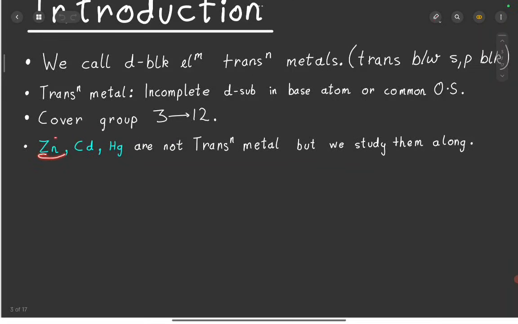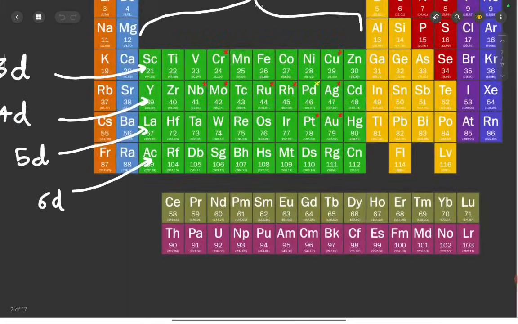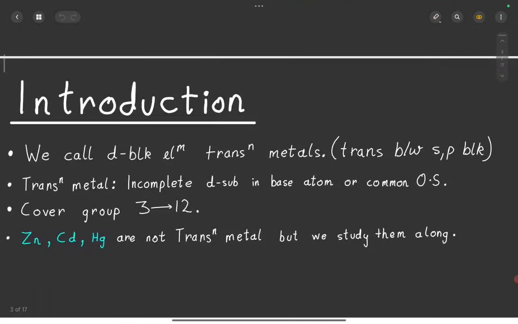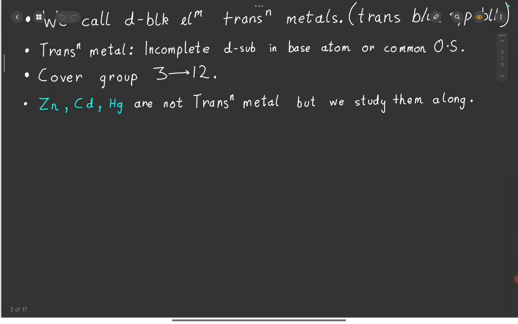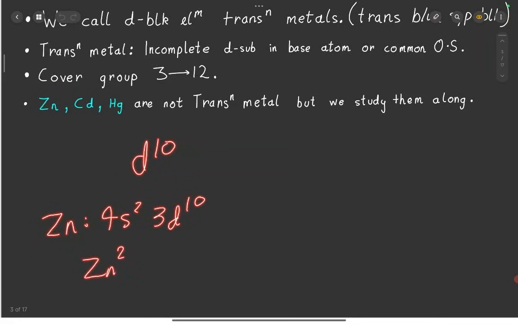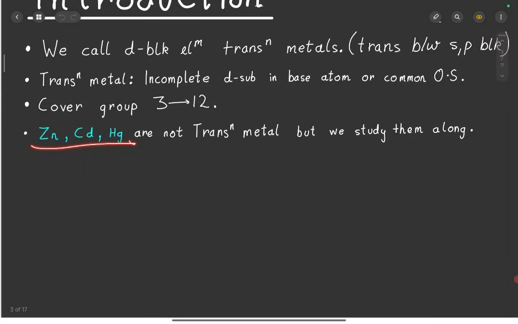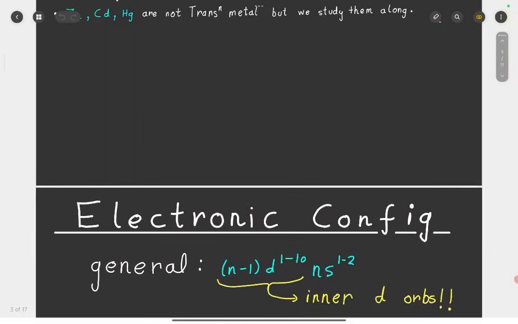Now, zinc, cadmium, mercury, and even copernicium are not transition metals because even in their common oxidation states, they still have a full d10 configuration. Zn has configuration 4s2 3d10, and Zn2+ has configuration 3d10. Zinc does not show any other oxidation states, so zinc is not a transition metal because of the full subshell. But there are just three elements, so why should we make a separate chapter for them? We study them along with transition metals. Okay, that was the introduction.